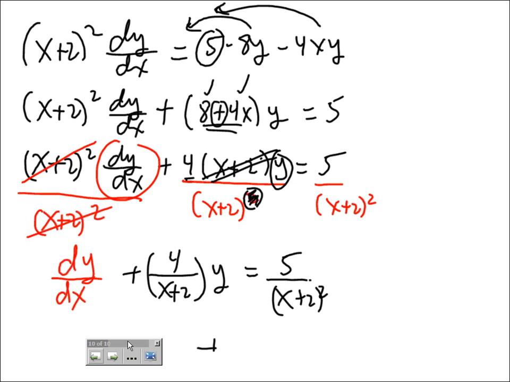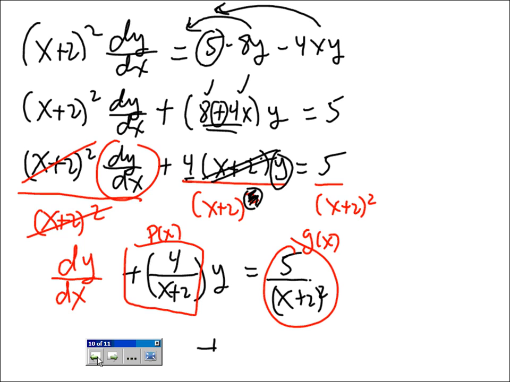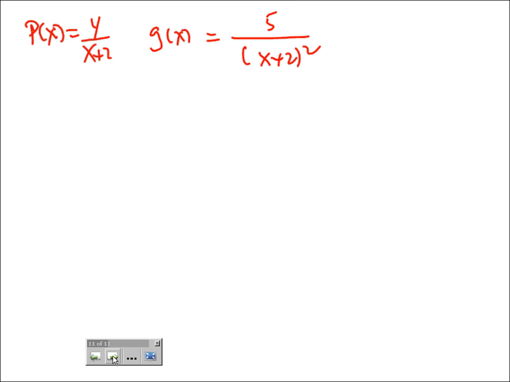So this is good, because now I know that's p of x, and I know that that's g of x. Knowing that, I'm in business. P of x is 4 over x plus 2. And g of x, I think it had (x + 2)² in the bottom, and it has a 5 on the top. So now I can write down the formula, the solution.